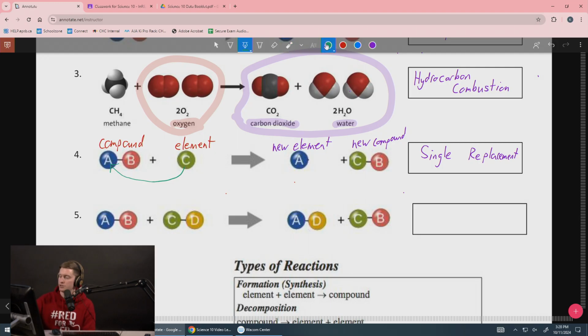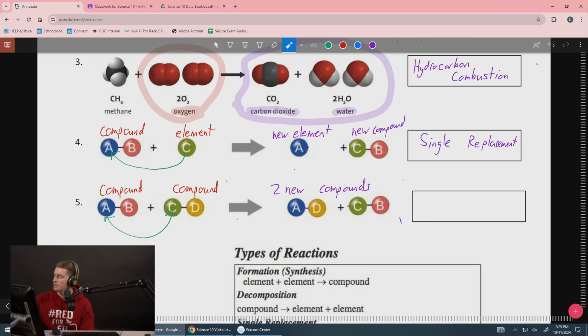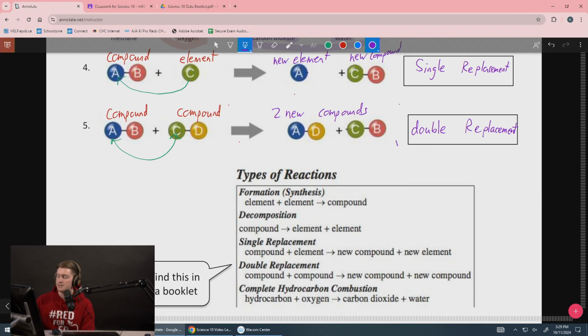Compare that instead to this next one, where once again C and A are switching, but C in this sense is starting within a compound. So instead of a compound plus an element, you have a compound plus a compound, which forms 2 new compounds. C and A are still switching, but they both end up in compounds, not by themselves. This is called a double replacement. This table here shows you the same thing, just the words instead of a picture.